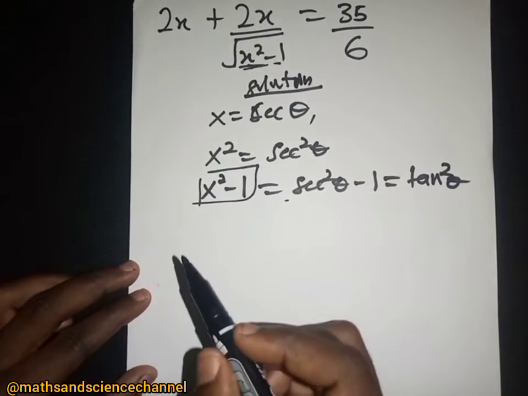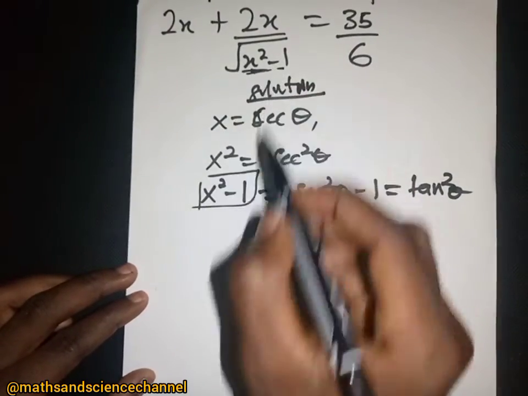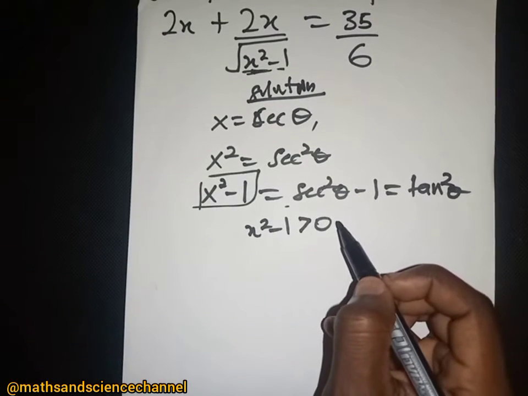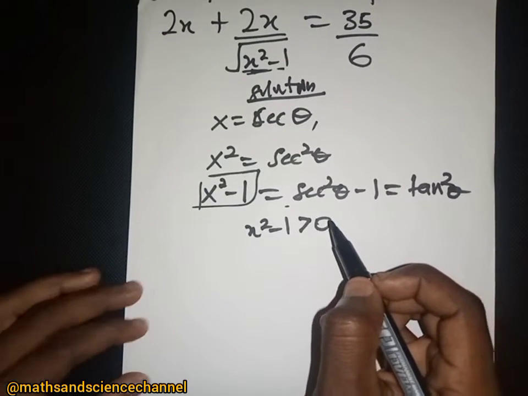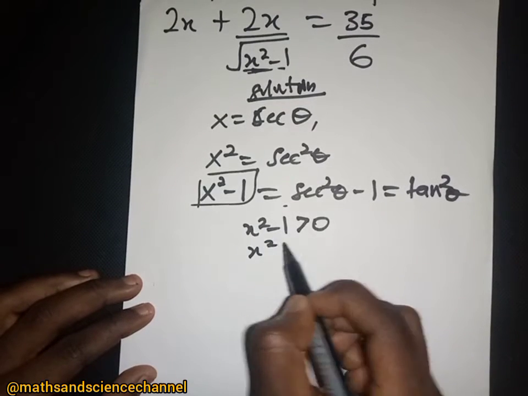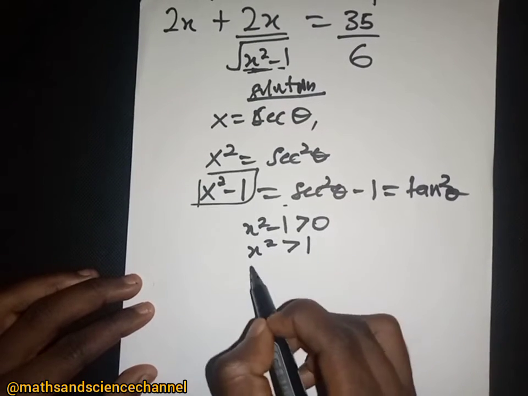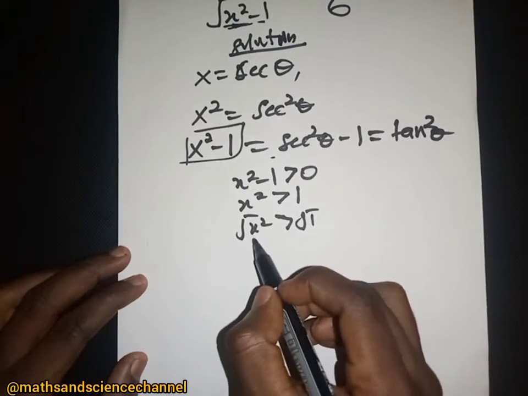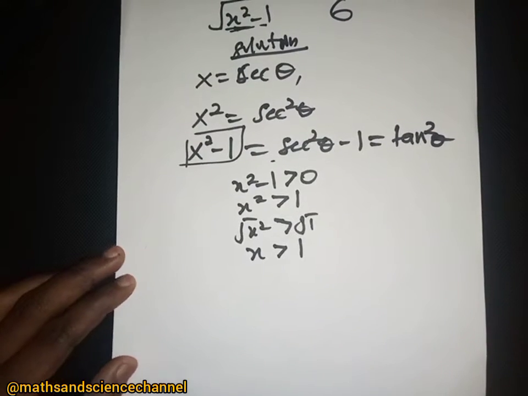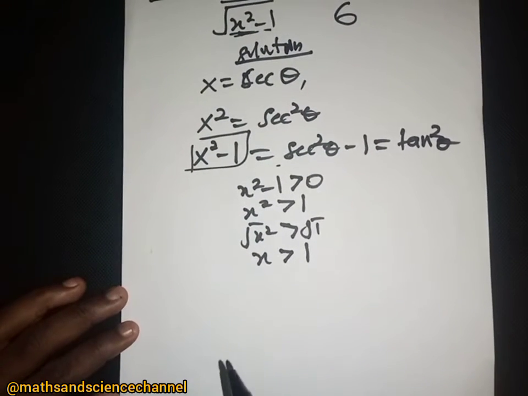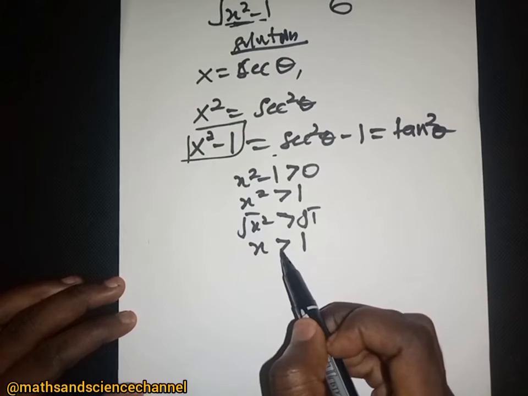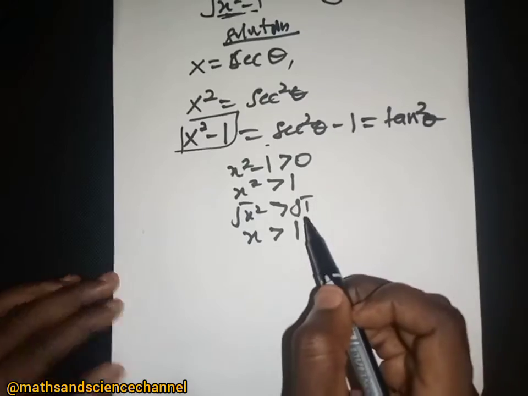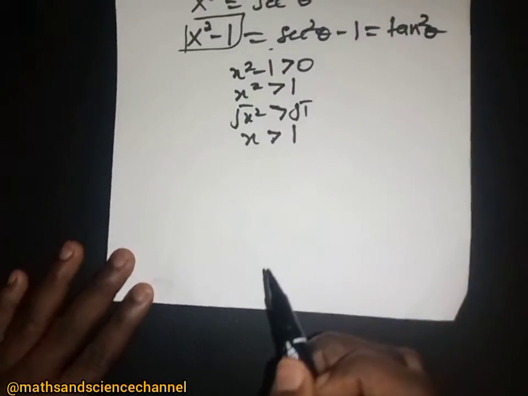Now good. If you look at the x squared minus 1 here, this value should be greater than 0 for the function to be defined. So if it's greater than 0, then we have x squared greater than 1, and squaring this, we have x being greater than 1, which means the value of x should be values greater than 1 for the trig functions over here.